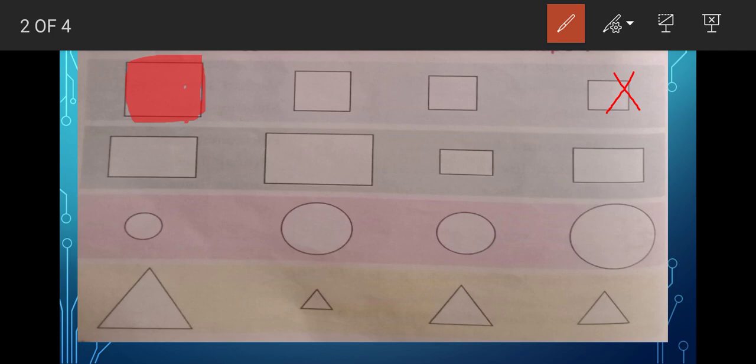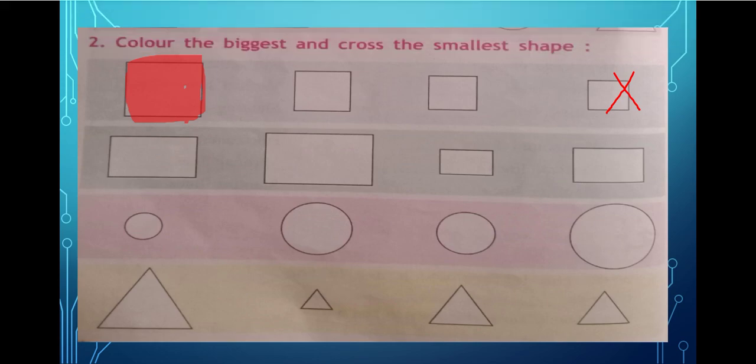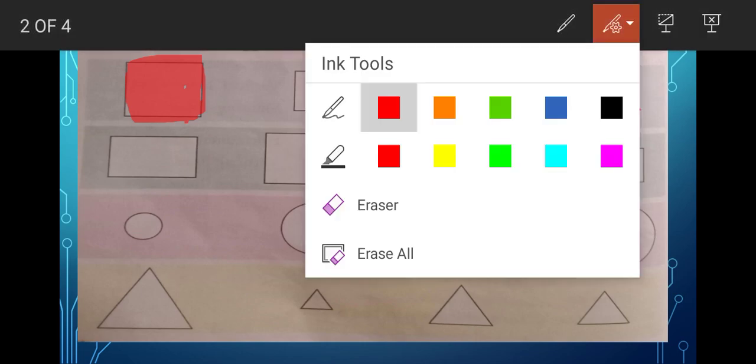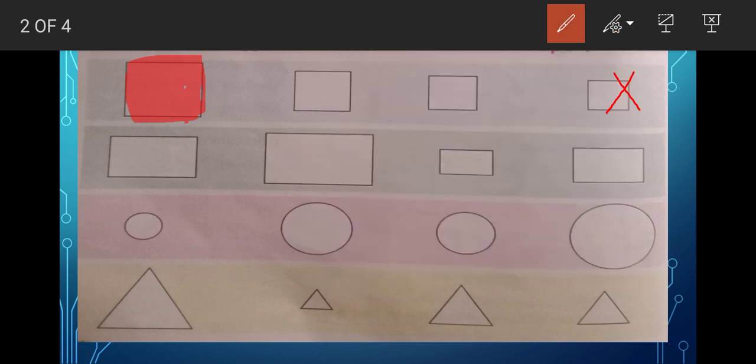Okay, in the same way the next question is the same question, but the figure is what shape? It is rectangle in shape, isn't it? So now which is the biggest one here? This is the biggest one, so we have to color it, and the smallest one is this one, so this one we have to cross it. Okay, so let us do it, children. So this time I am choosing yellow color.